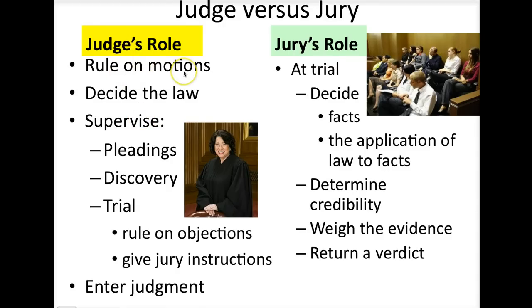Judges rule on all the motions we've discussed. They also decide the law. It would be a judge that decides if tort law recognizes a claim for frowning. Equally, judges supervise every step of the litigation we've discussed, the pleading stage, the trial, ruling on objections, giving the jury instructions. Finally, after the jury has brought in the verdict, it's the judge that enters the judgment in the case. In contrast, the jury's role is confined to the trial stage of litigation.